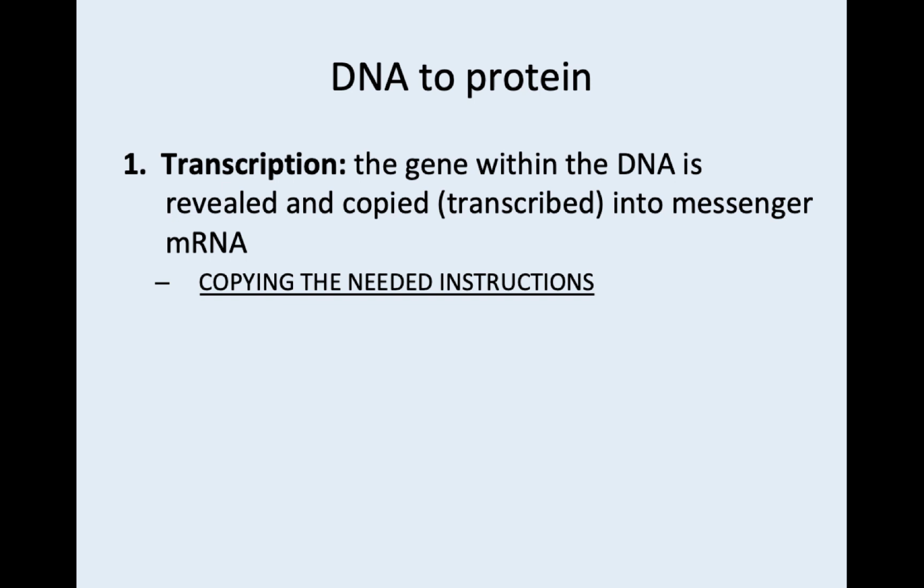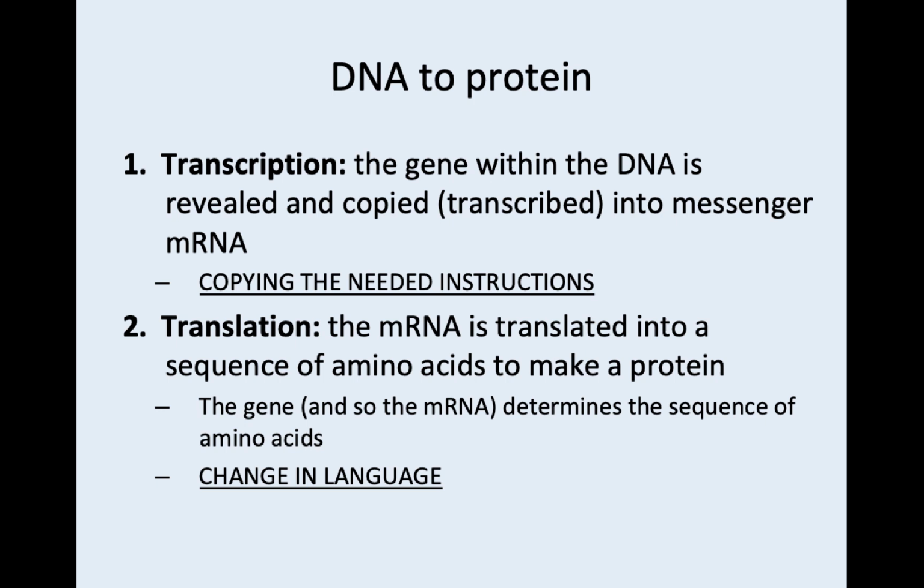Okay, not a different type of protein, but growth hormone specifically. So you're going to transcribe, copy that gene in the DNA for growth hormone onto a piece of messenger RNA. So messenger RNA takes the message, which is the instructions to make that growth hormone protein, the sequence of amino acids, the order that makes that growth hormone, going to put it onto messenger RNA, and then that's going to go out of the nucleus, go into the cytoplasm to the ribosomes.